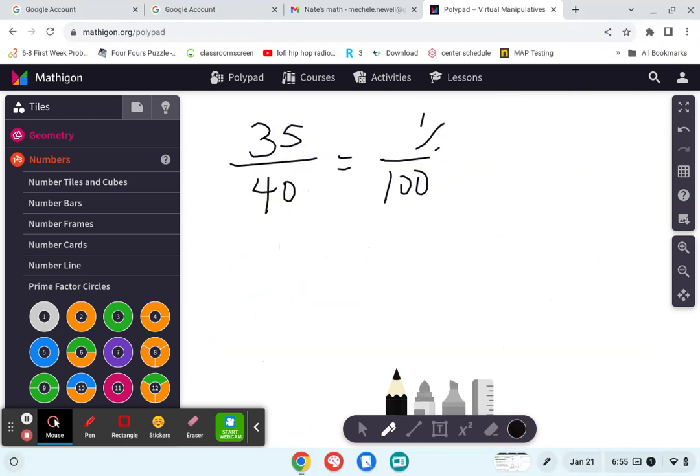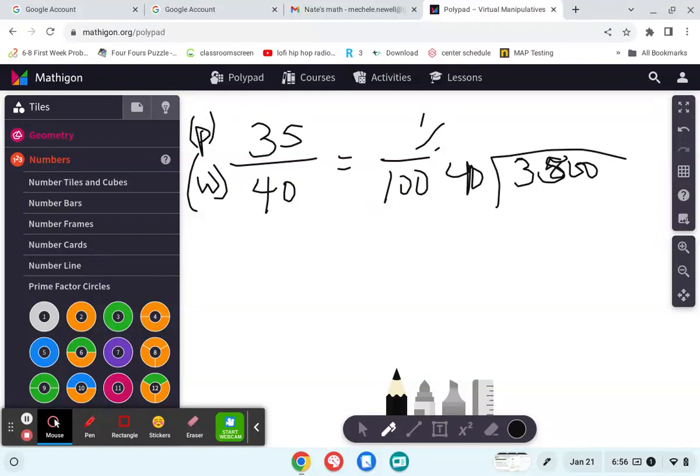So I can set it up like a proportion. This is the part to the whole. The original price is 40, but I got it for 35. What percent of 40 is 35? That's the question I'm asking. So I'm going to multiply 35 times 100, right? And that's going to give me 3,500, and I'm going to divide that by 40. Or I could simply do 35 divided by 40, and that's going to be 87.5%. All right. That's what that is.